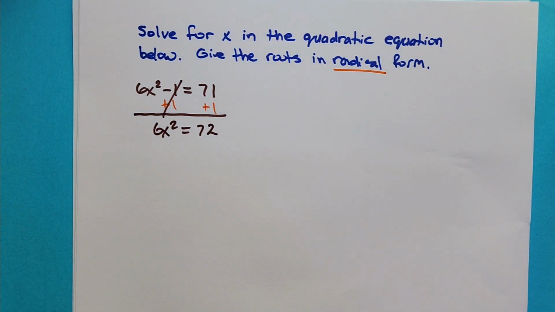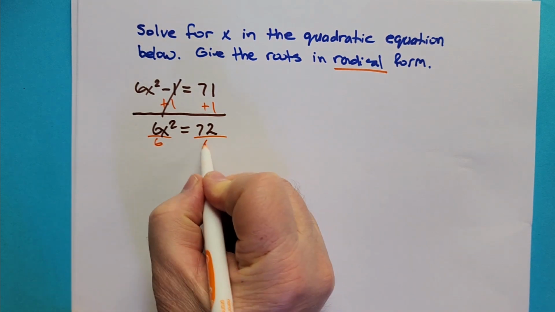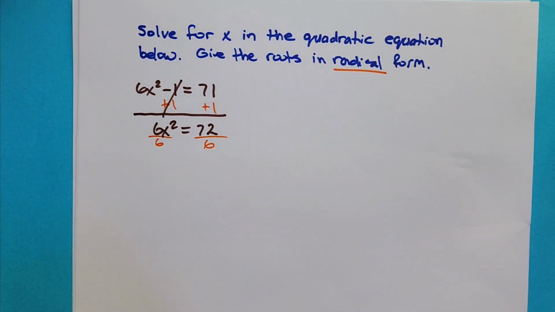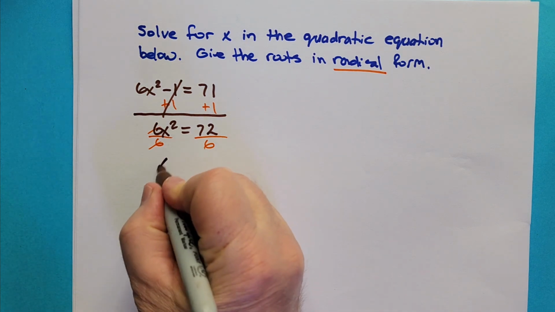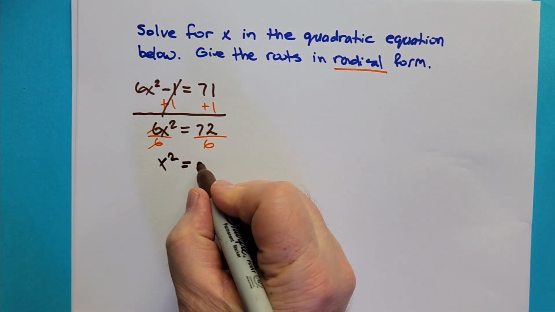Now we can multiply by 1/6 on both sides to cancel out the 6 in front of the x squared. But division is convenient on the fly, so we're going to go ahead and divide out the 6. Remember, multiplication by 1/6 and division by 6 are mathematically equivalent. So it's certainly permissible to do that. So those cancel out, and we're left with x squared equals 12.